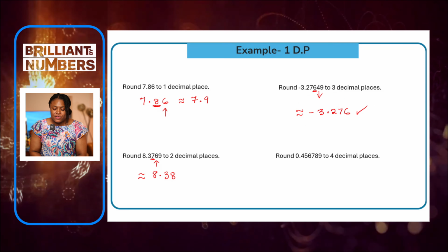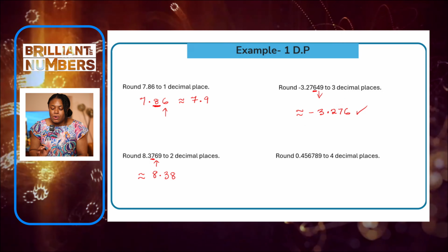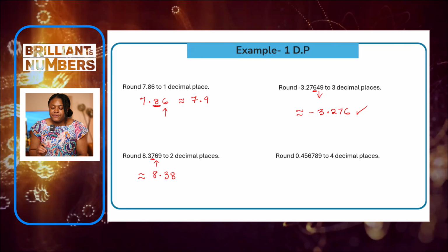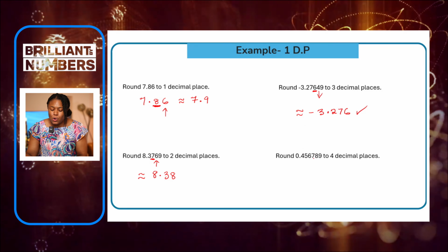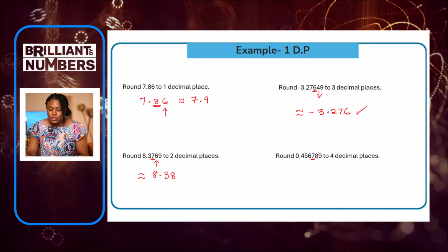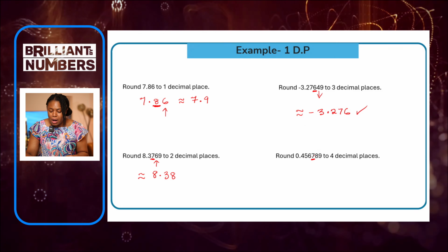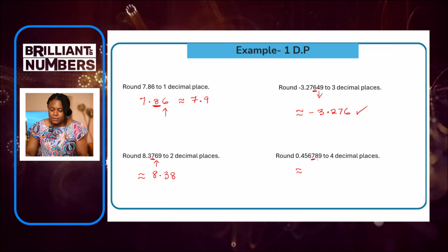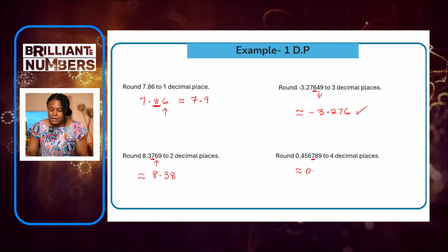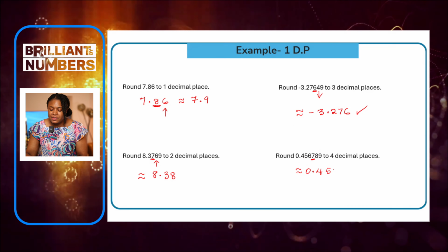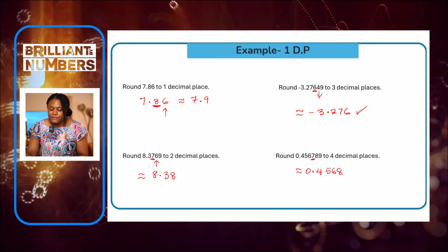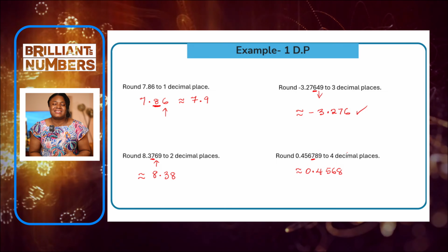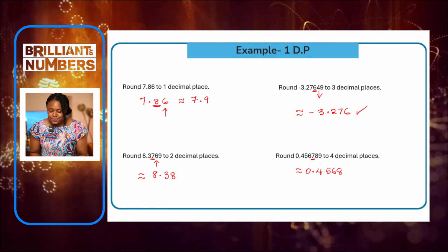Final question here on this slide is 0.45679, but we're asked to round this to 4 decimal places. So 1, 2, 3, 4. We need now to check. So the next digit is 9, so we are rounding up. So the answer will be, we're going to add 1 to 7, so it's going to be 0.4568. Make sure that we check 1, 2, 3, 4. Exactly 4 digits after the decimal.